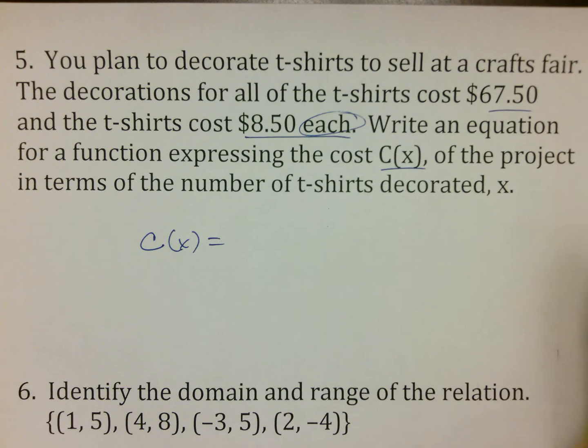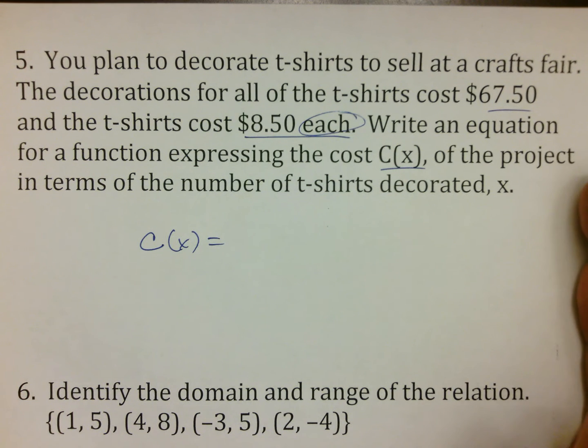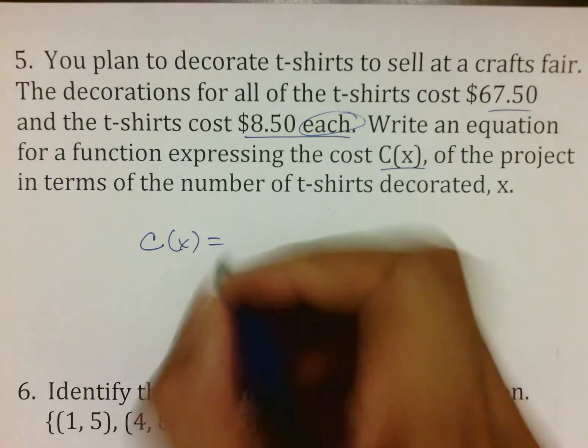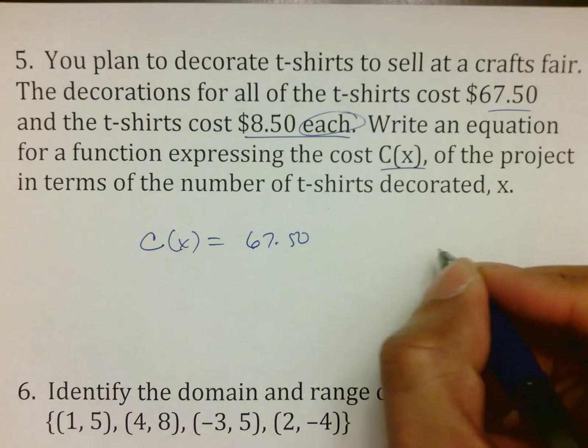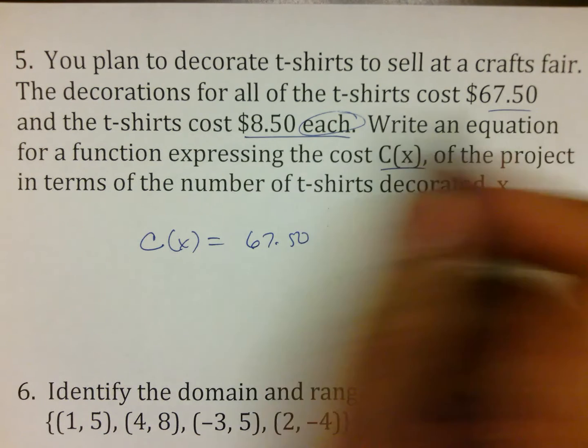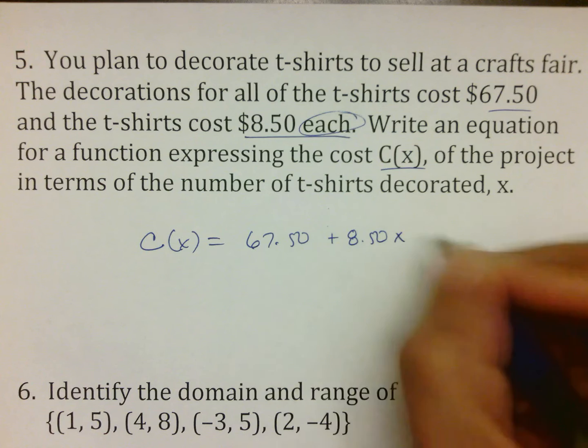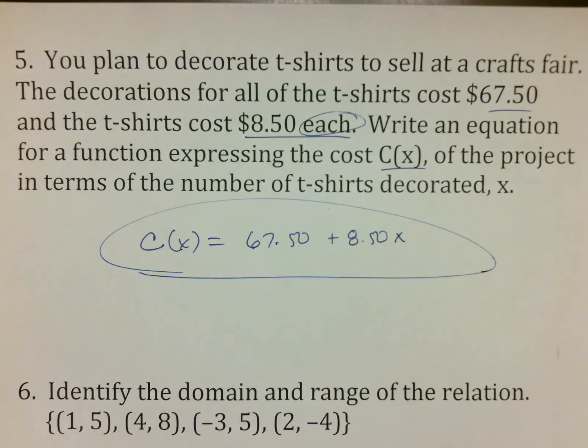This is not a reasonable domain question. This is not a reasonable range question. If it was, then it would say what is the reasonable domain, reasonable range. This wants a formula, which means all you have to do is put your $67.50, which doesn't get a variable because that's the cost of all the shirts, and then $8.50 each means that x gets attached to that. That's all it's asking for.